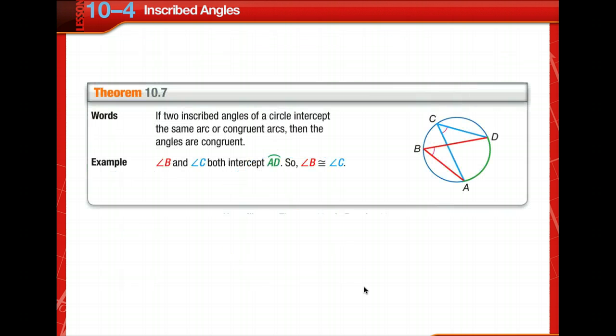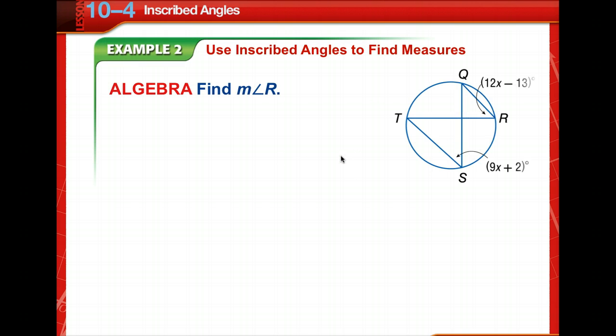Two inscribed angles that intercept the same arc of a circle are related. This theorem tells us if 2 inscribed angles of a circle intercept the same arc or congruent arcs, then the angles are congruent. So let's use inscribed angles to find measures.